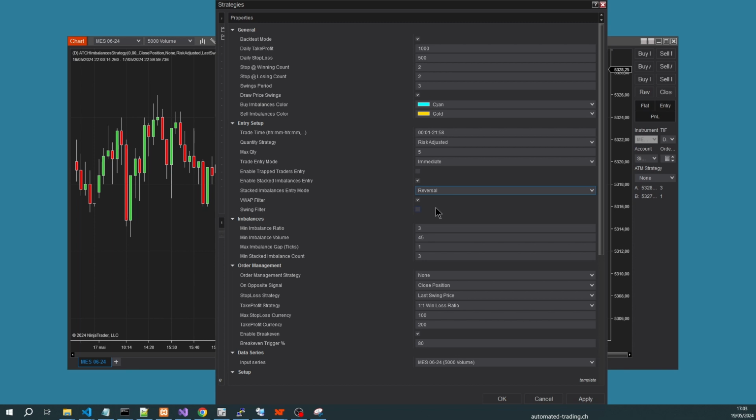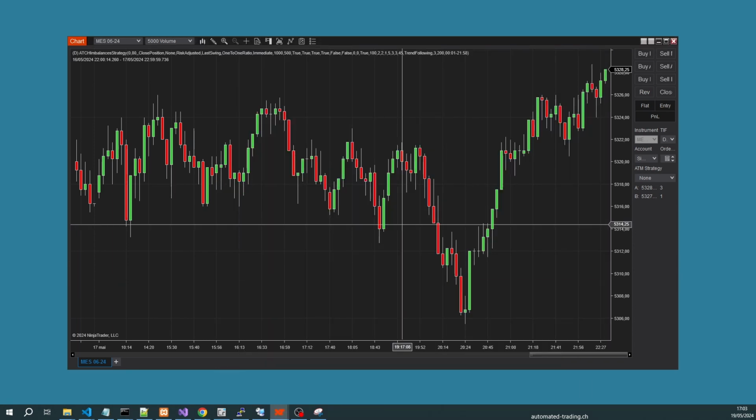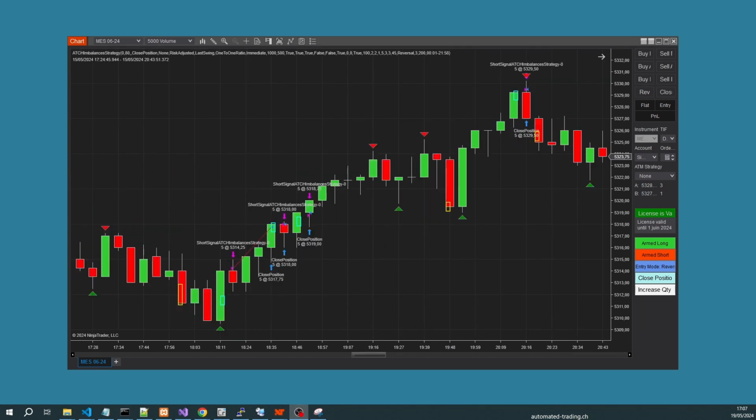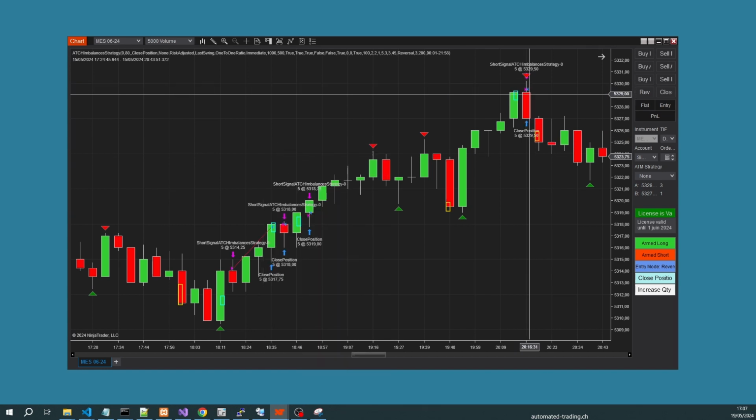The reversal mode, let me activate it. The reversal mode is exactly the inverse. When you have a buy side stacked imbalance, you expect the price to go lower. And if you have a sell side stacked imbalance, you expect the price to go higher. So when you select the reversal mode, you can see at first glance that there are some positions here that got closed as soon as they opened.